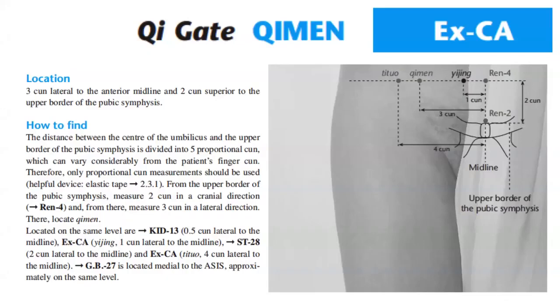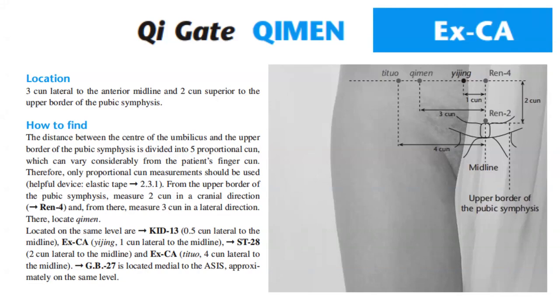It is located 3 tune lateral to the anterior midline and 2 tune superior to the upper border of the pubic symphysis. How to find this point? The distance between the center of the umbilicus and the upper border of the pubic symphysis is divided into 5 proportional tune, which can vary considerably from the patient's finger tune. Therefore, only the proportional tune measurement should be used with a helpful device. You can use an elastic tape.